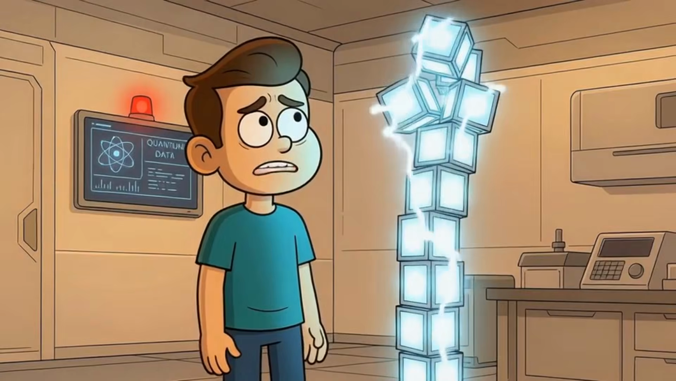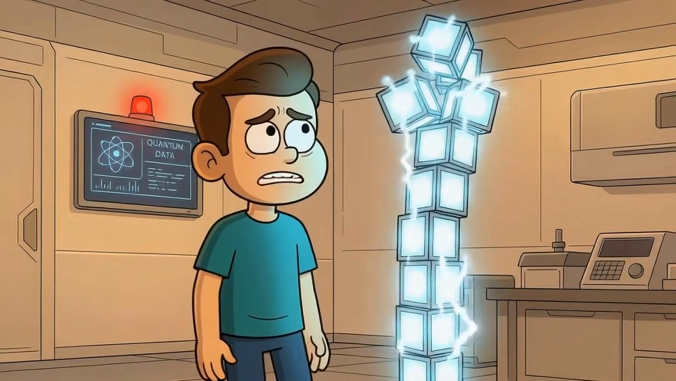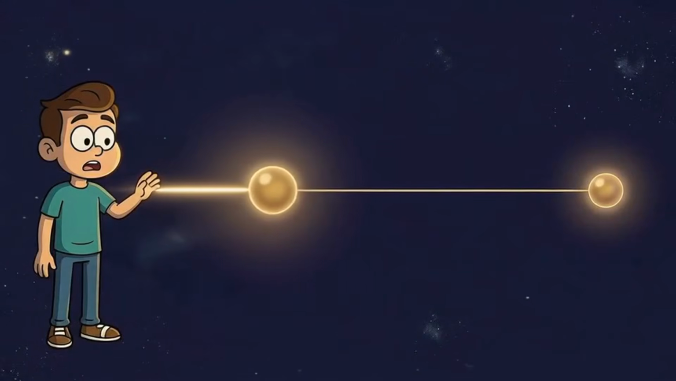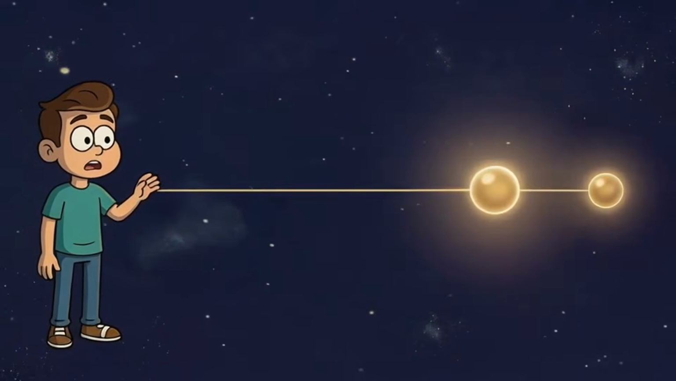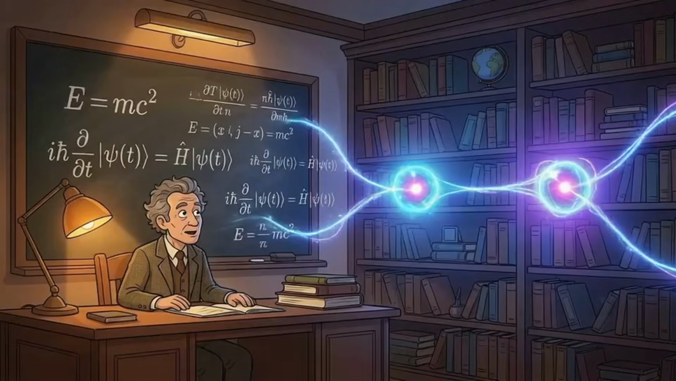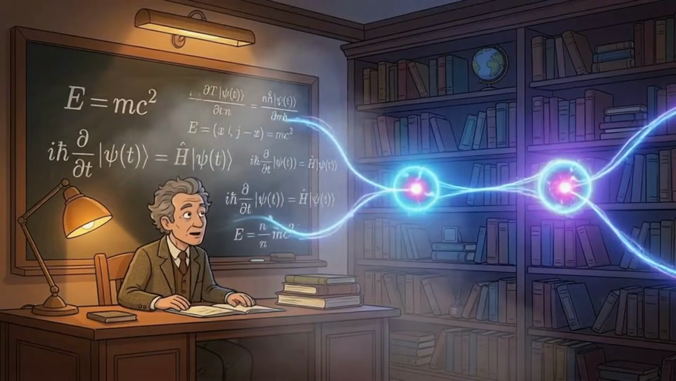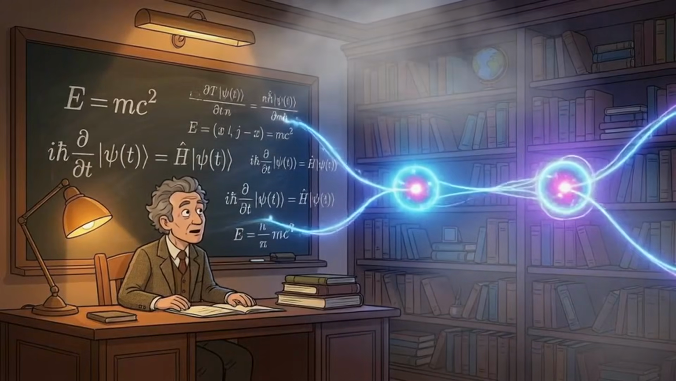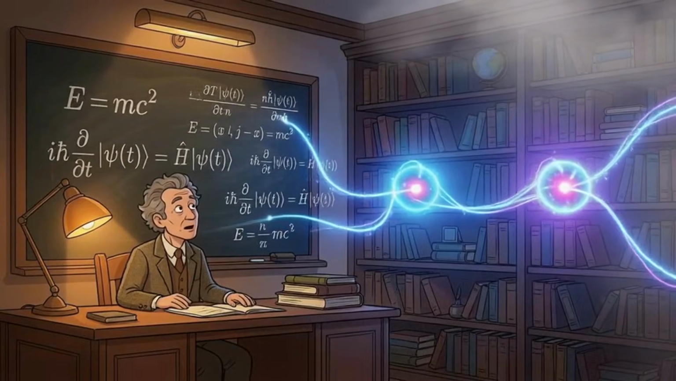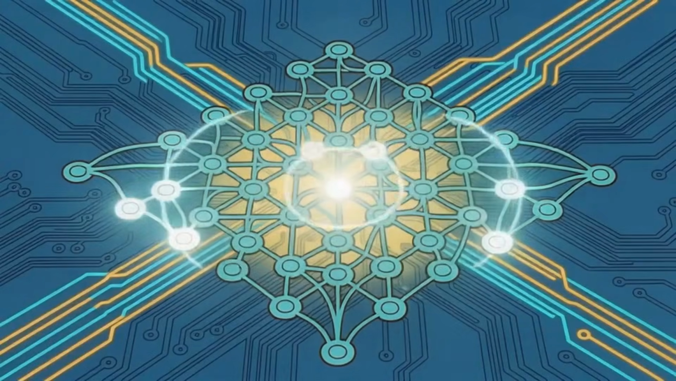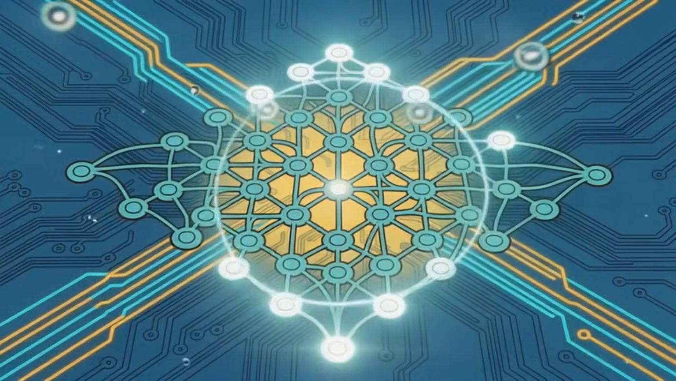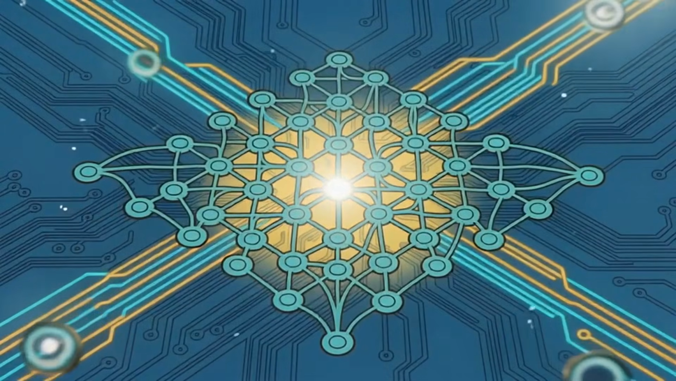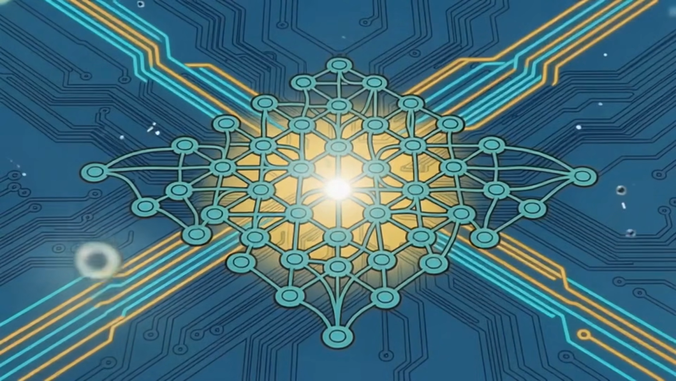But there's a second thing called entanglement, and it's just as strange. When 2 qubits are entangled, measuring one instantly tells you something about the other, no matter how far apart they are. Einstein called it spooky action at a distance. He spent years trying to prove it wasn't real, and he was wrong. Quantum computers use entanglement to link qubits together in ways that let them explore enormous numbers of possibilities in parallel, in a way regular computers fundamentally cannot.